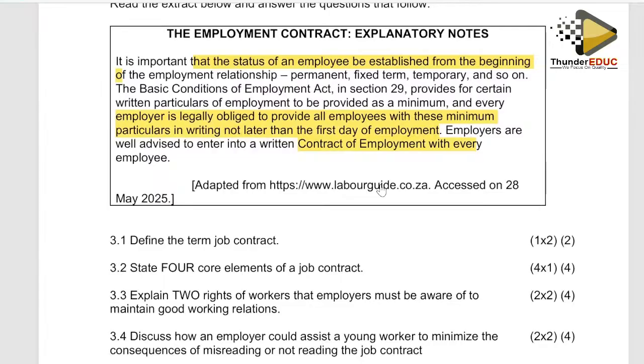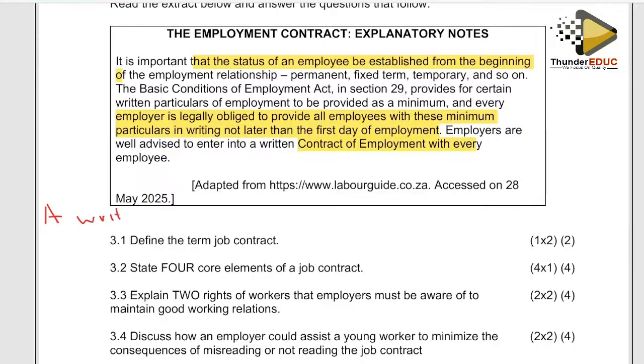So basically, when you talk about a job contract, we are talking about a written agreement. Job contract refers to a written agreement between the worker and the employer. So this should be in black and white. It is a written agreement between the employer and the worker or the employee.